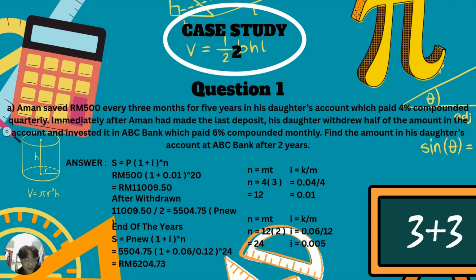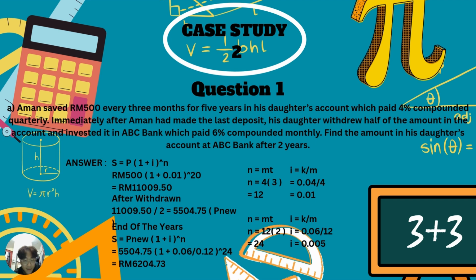After withdrawn, we get this. Look at this. We get his debtor withdraw half of the amount. Half of the amount means divide 2. So the answer is 5,504 ringgit 75 cents. This is the P new. So for the end of the years, we put the P new here, 5,504 ringgit 75 cents. Open bracket 1 plus 0.005 as the method here.